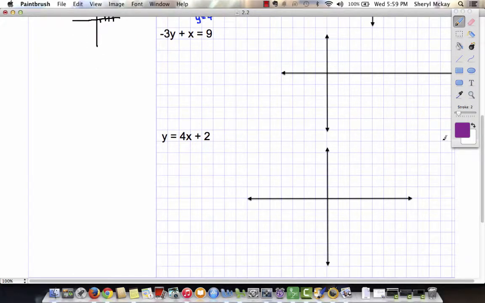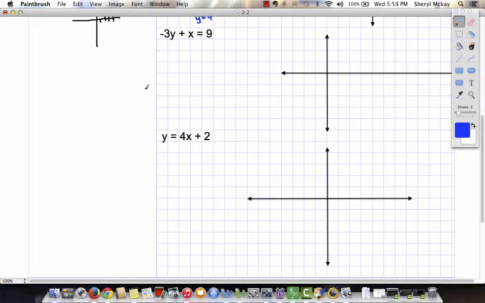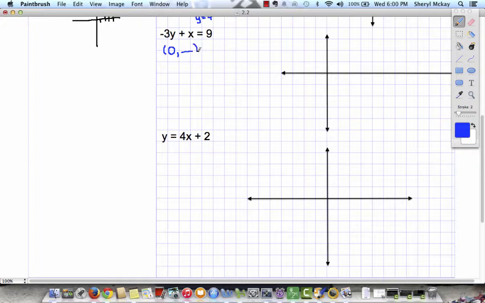-3y plus x equals 9. So let's start by finding our y-intercept. So our y-intercept means that we're looking for, right over here, x is going to be 0 and the y is what we need to figure out. All right? Because the y-intercept is where the line is going to cross the y-axis. So it's the y that we need to know. It doesn't move off of the y-axis, so x is 0 in this case.